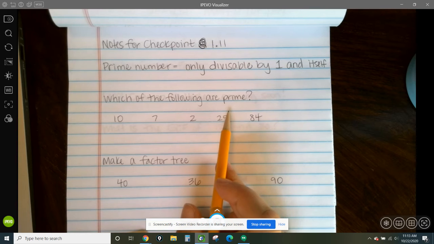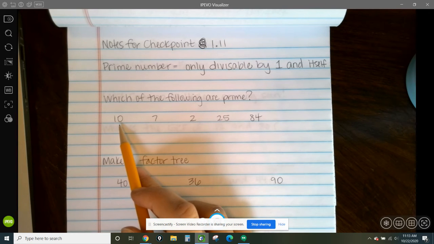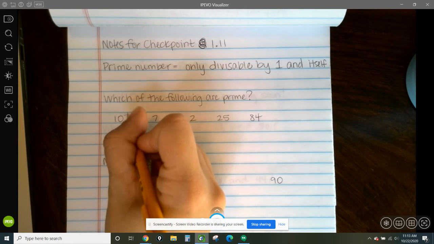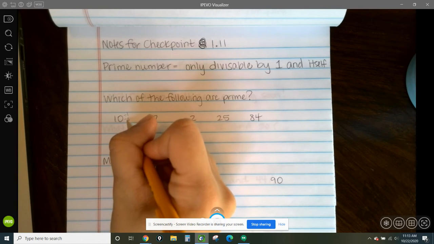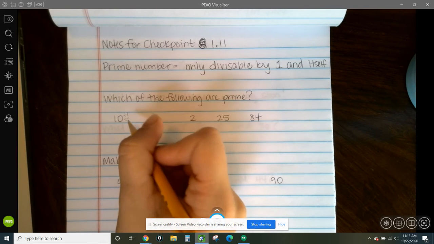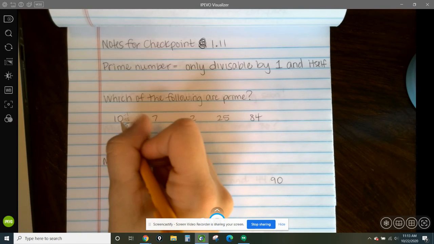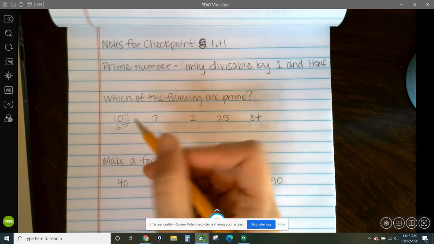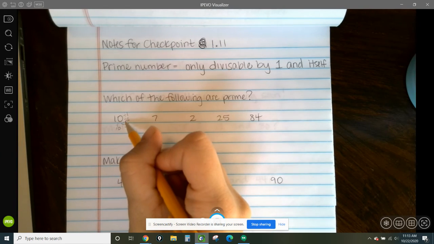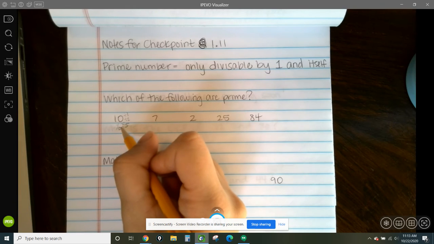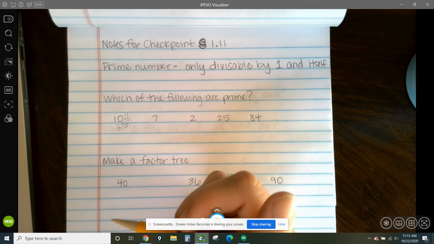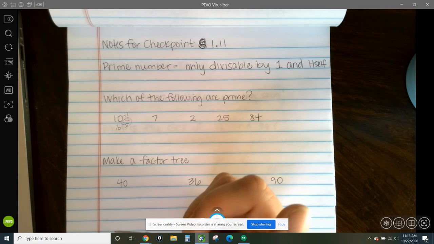Which of the following are prime? So 10. What is 10 divisible by? Most people are pretty familiar with 10, right? You can divide 10, of course, by 1 evenly. 10 divided by 1 is just 10. You could divide it by 2, right? 10 divided by 2 is 5. You could divide it by 5. 10 divided by 5 is 2. You could divide it by 10, that's itself, and you get 1. So 10 can be divided by many things, not just 1 and itself. It also has these ones. So 10 is not prime. It's called composite, by the way. If it's not prime, it's composite.